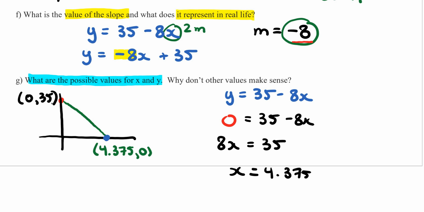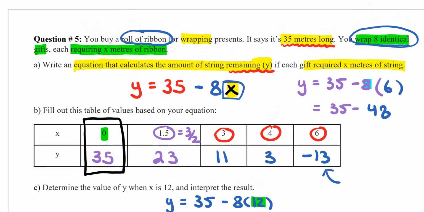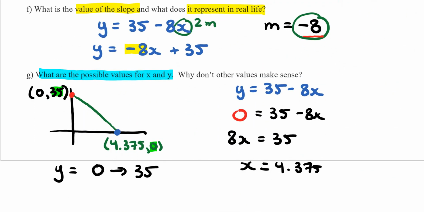The y values can be any numbers between 0 and 35. So y can really take on any values from 0 to 35. That's the amount of string available in the roll of ribbon, right? It's 35 meters long, so you can have a maximum of 35 meters or a minimum of 0 meters, meaning you've used up all the wrapping paper. So those are the possible values for y.